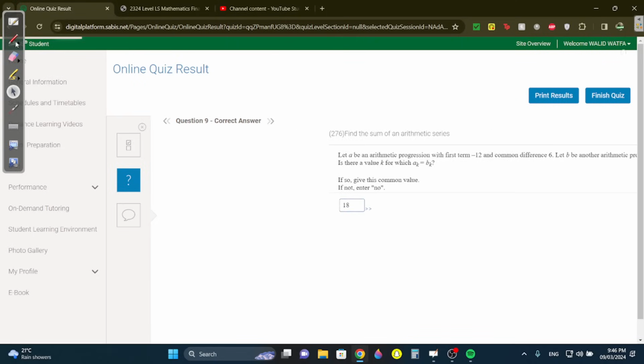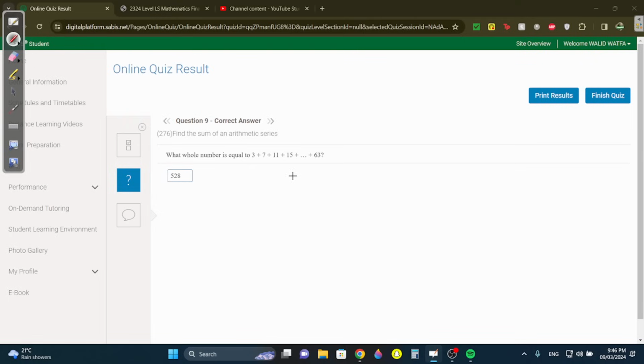Question 9. Again, same thing. I'll go through it a bit quicker. Since we're talking about the sum, it's n over 2 times a1, which is 3, plus an, which is 63. But what's the problem? We need to know n. We know that an equals a1 plus n minus 1 times d.